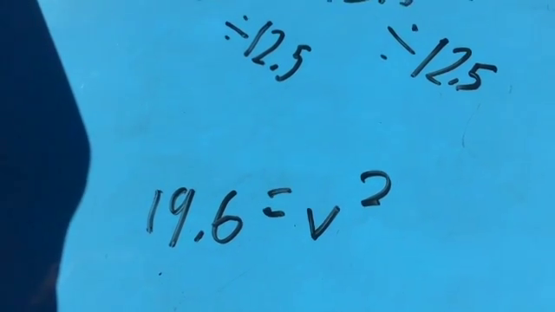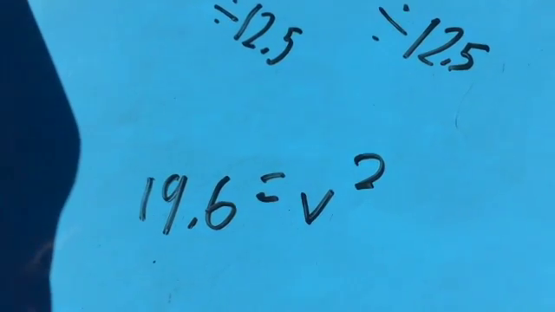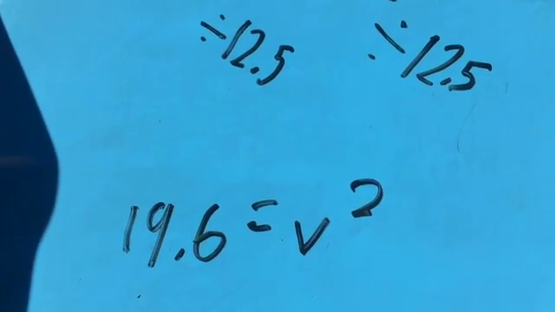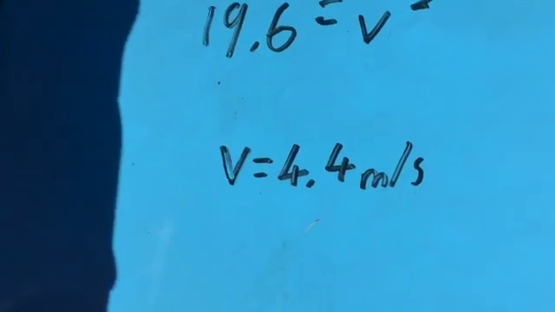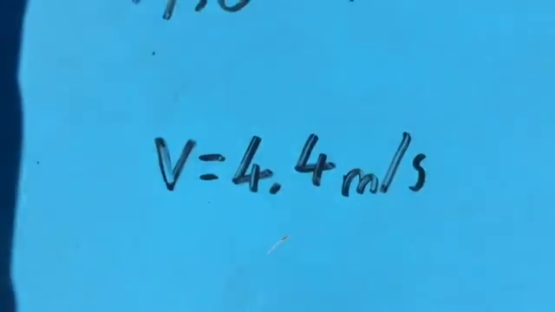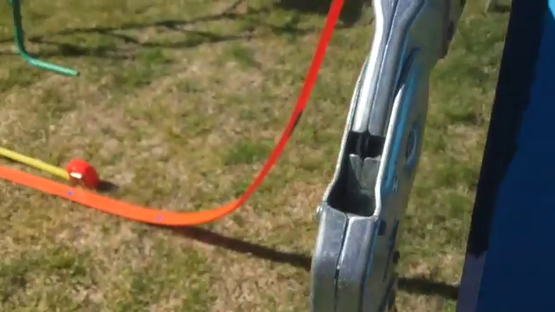Well, we need to square root to get the velocity, because velocity is squared there. You can just square root it on a calculator, and you get velocity equals 4.4 meters a second. Now we know the speed of the car.